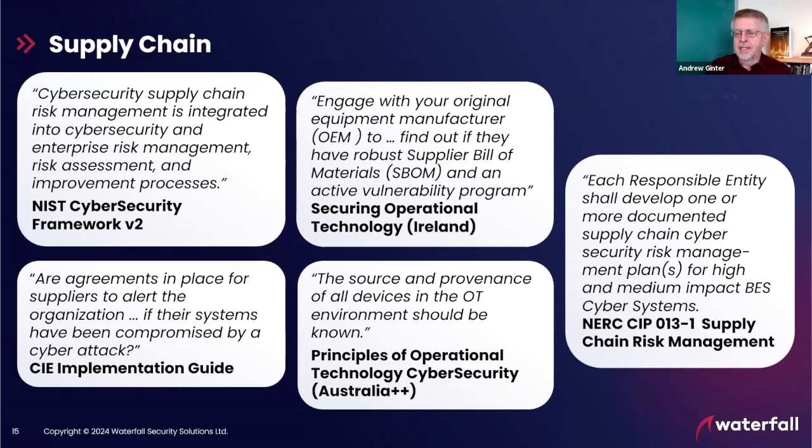The second one, CIE, says: have you got agreements in place for your suppliers to alert you if the supplier's systems are compromised? We should be requiring our vendors to have security programs and to report when they've been breached, so that we know whether there's a risk that the breach has introduced malware or some other nasty into the products that we source from those vendors. Okay. The Irish says you should have an SBOM, a supplier bill of materials. Why? So that you can figure out if any of the stuff your suppliers are using itself has a vulnerability, so that you can, again, figure out how vulnerable you are.